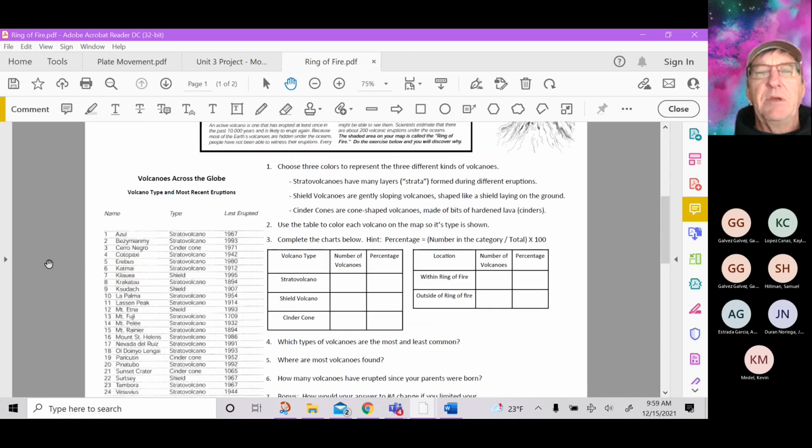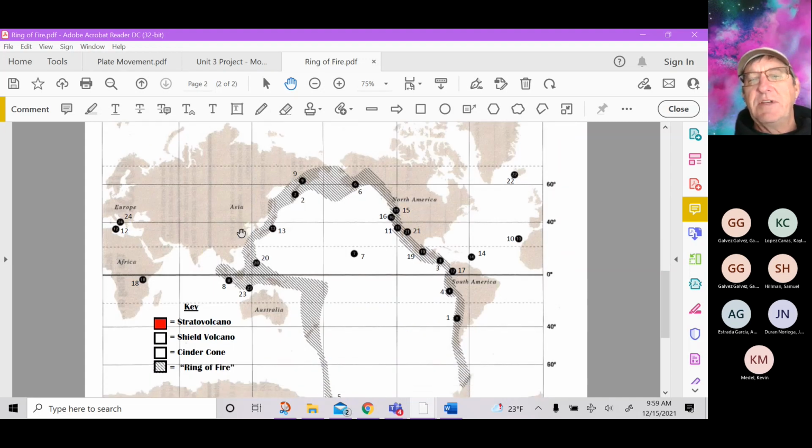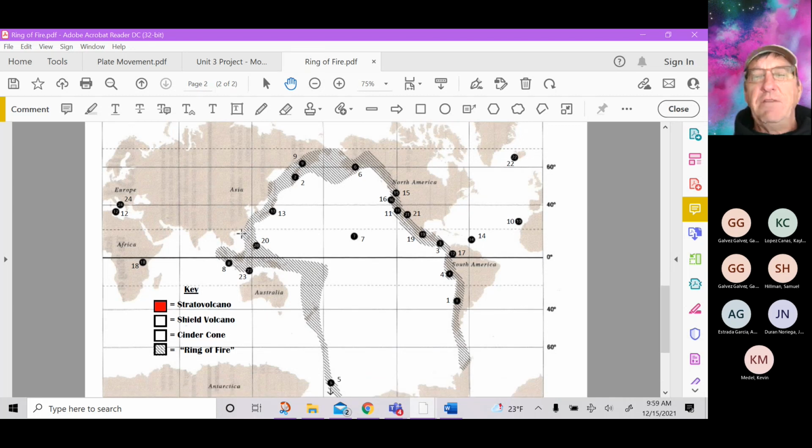Next, we use this table. Look here, volcano number 1, named Azul, is a stratovolcano which last erupted in 1967. So what you do is you go down here, you find volcano number 1, and I need red to represent that volcano. So I'm going to make a red circle. I'm going to try to make it the same size.